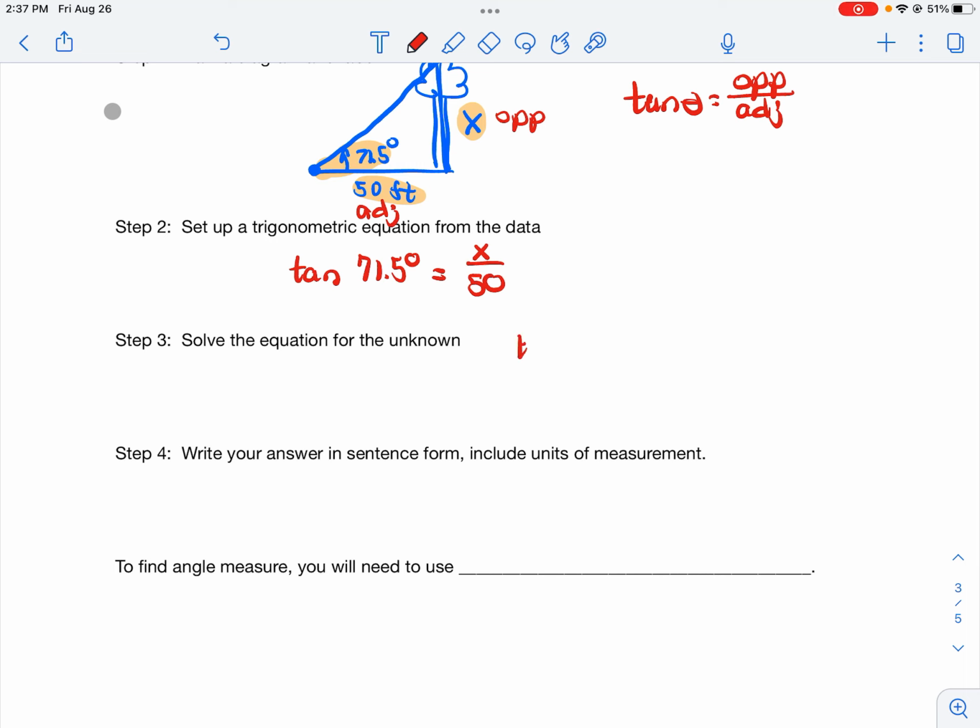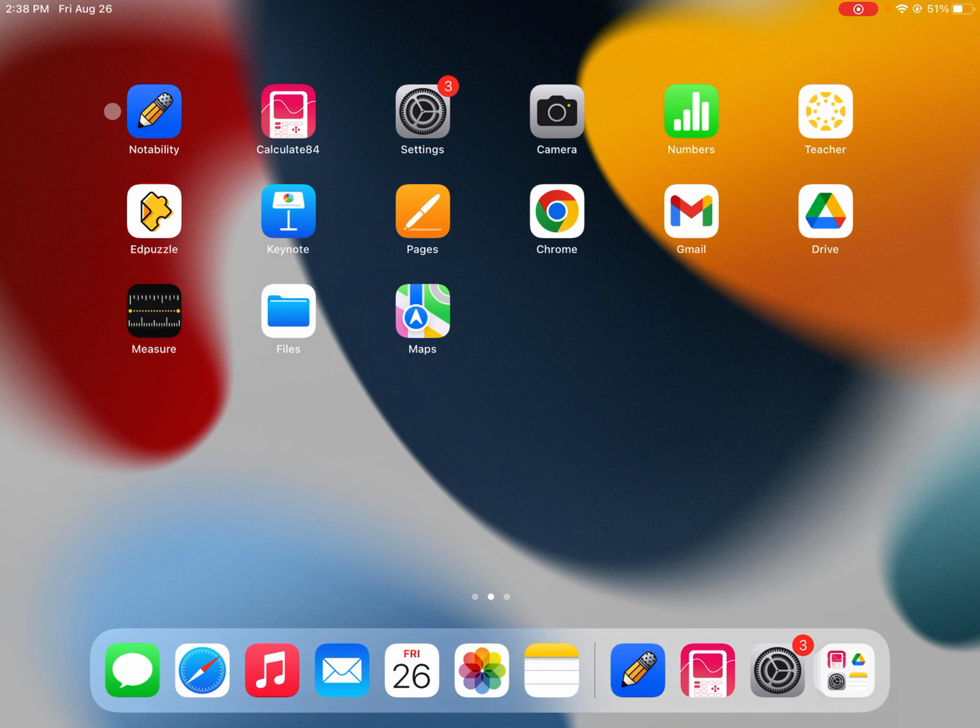Now I'm going to take this equation and I'm going to solve for x. So I notice what's happening to x. I'm dividing x by 50. So the opposite of dividing by 50 is multiplying by 50. So I'm going to multiply each side of the equation by 50, and I end up with 50 tangent of 71.5 equals x. All right, so now I'm going to go to my calculator and figure out what 50 times tangent of 71.5 is equal to.